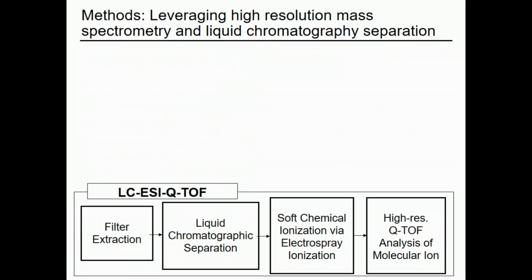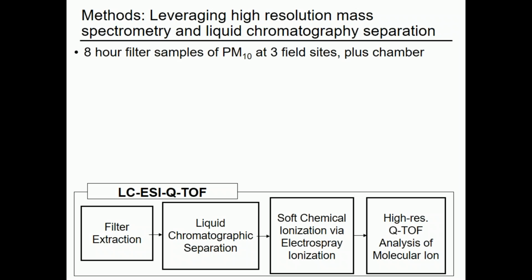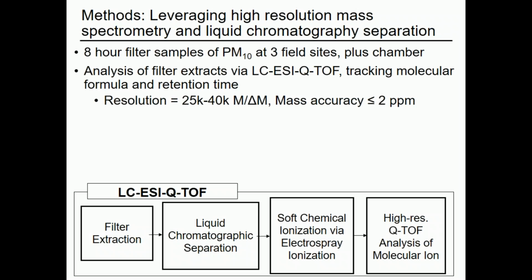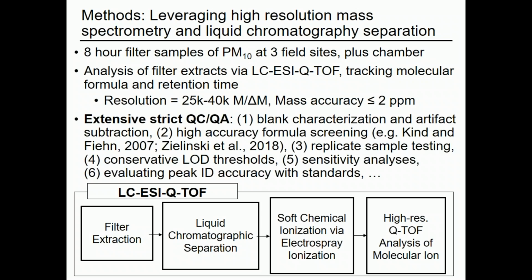So, all right, some more instrument details. In one part of my lab, we do a lot of work with liquid chromatography and tandem mass spectrometry. Here I'm presenting things that were collected on filters in multi-hour samples, separated by LC and then soft ionization, and then identification of the molecular ion using a tandem mass spectrometer. So we're looking at 3 different field sites plus a chamber, and this mass spectrometer has a very high resolution as well as a very good mass accuracy, and we're pulling it apart using LC, which enhances our ability to speciate that mixture.